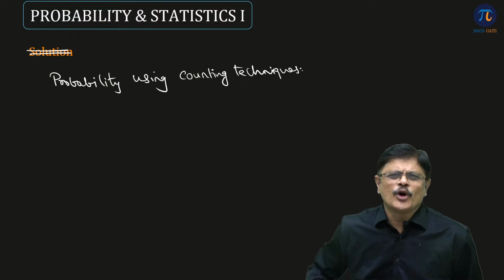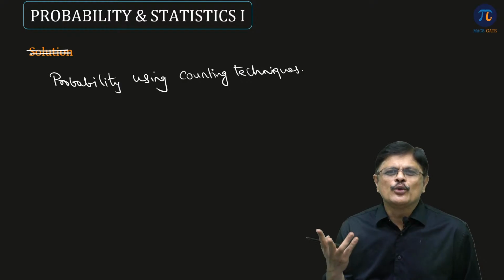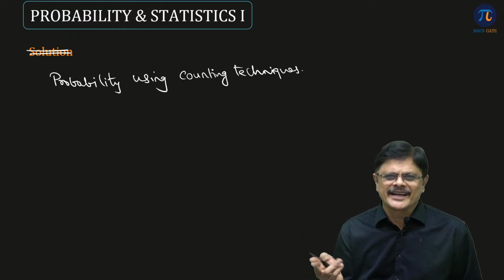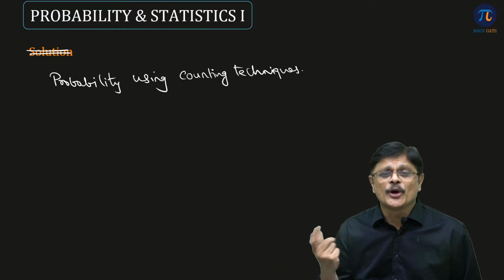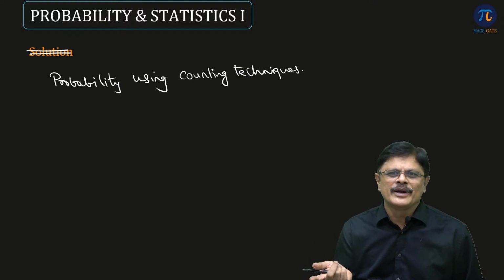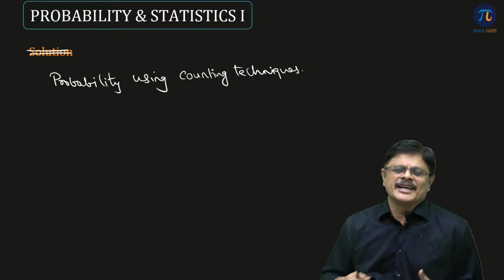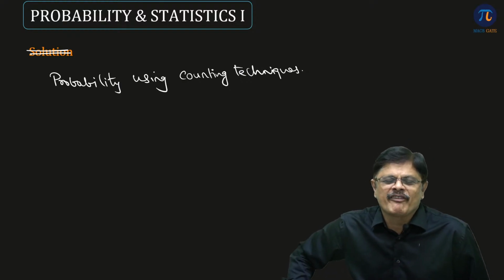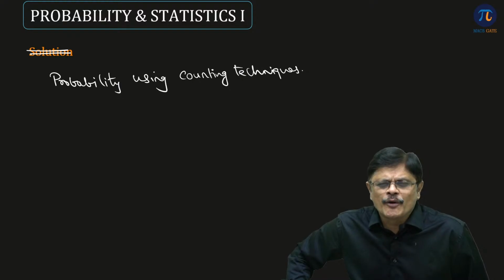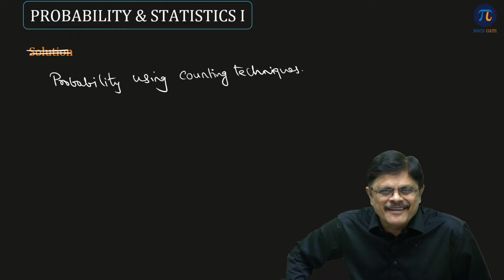See, this combinatorics is nothing but counting techniques. The study of counting techniques is what is called combinatorics. Combinatorial probability means the study of probability using counting techniques. See here what we are interested in, sir, is finding the probability of an event. So now we want to find the probability of events using counting techniques.